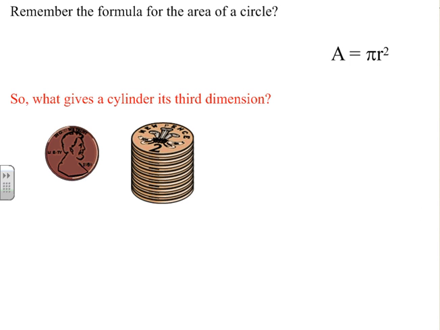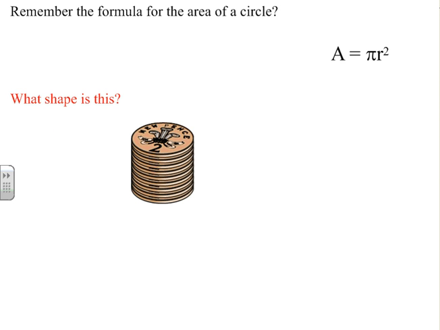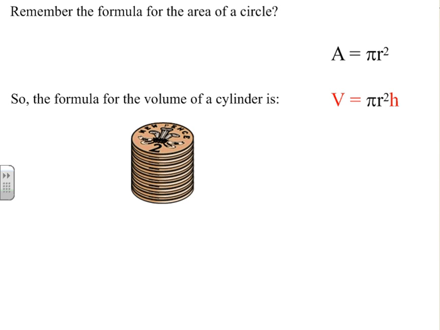Now, if we were looking at pennies and you wanted to give a stack of pennies its third dimension, we would be talking about height. And when we talk about height, if we're stacking pennies, we're basically talking about a cylinder once again. So the formula for a cylinder is basically a circle, and the only difference is we're going to add a height. It's going to get us our third dimension.